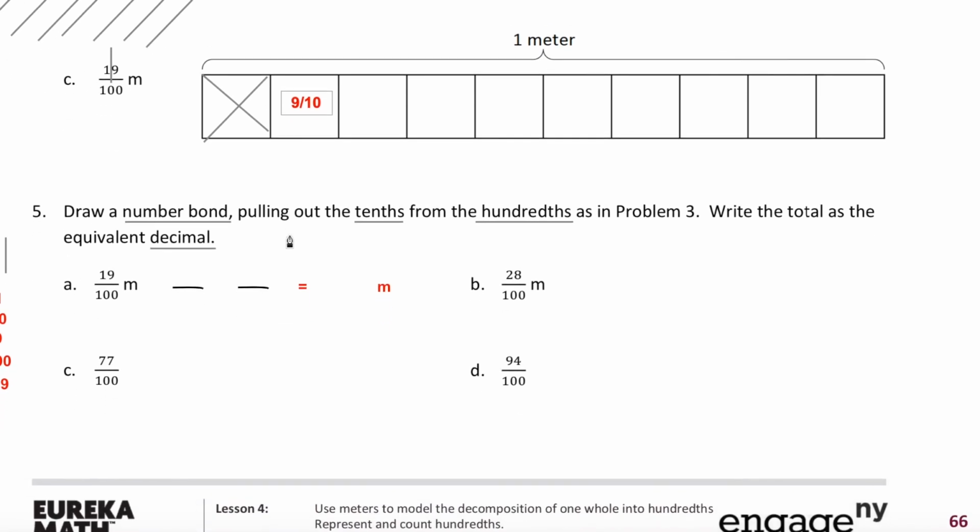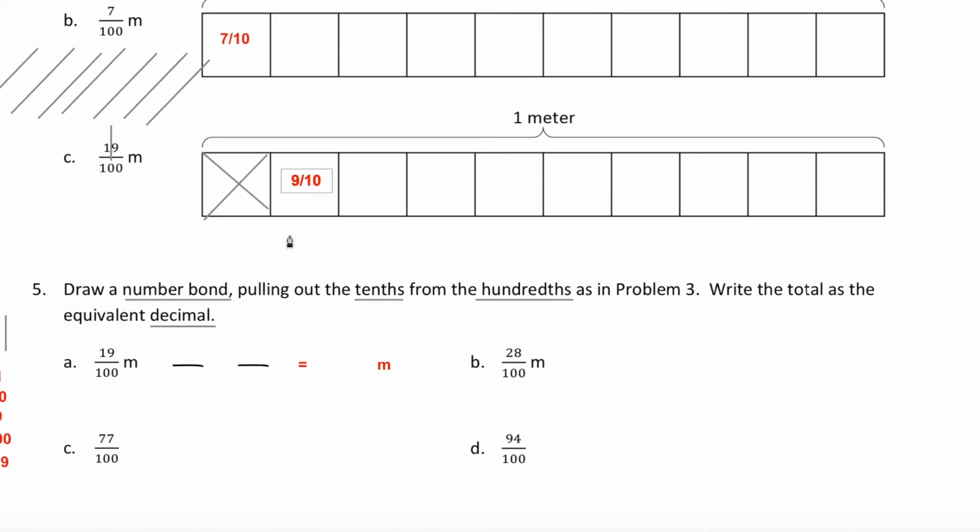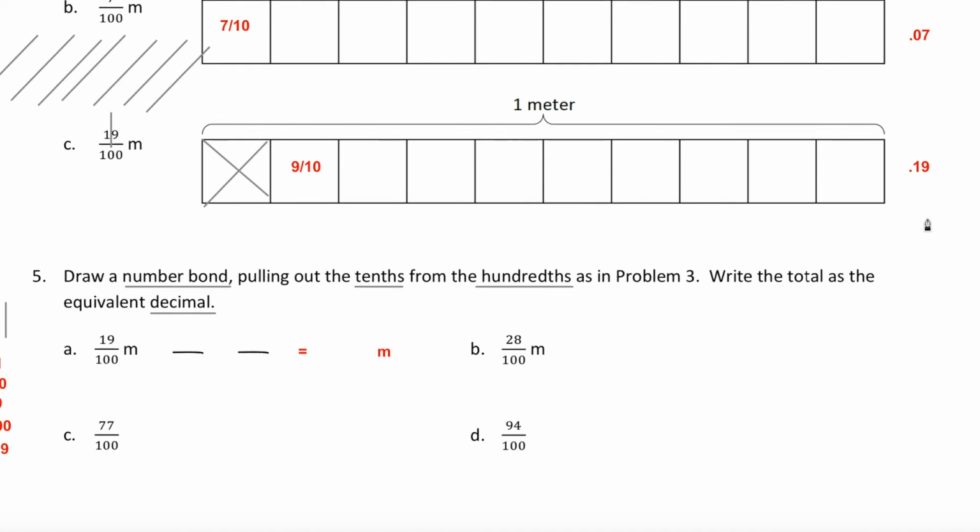Now we need to be sure to write this in decimal form. So what's 7/100 in decimal form? It's 0.07. Okay. What's 19/100 in decimal form? It is 0.19. All right.